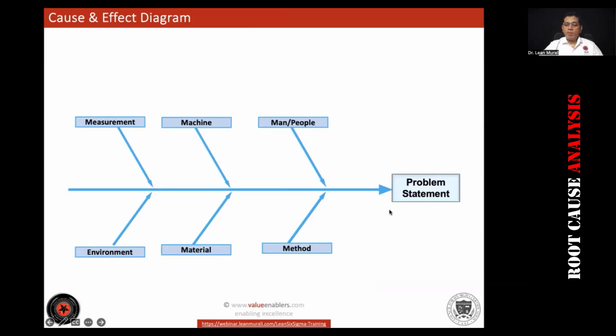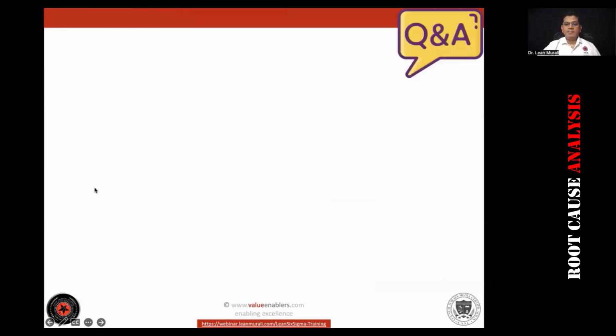In the head is the problem statement. A problem is also called an undesirable effect, an undesirable outcome. So you have the categories here. These are all called categories: measurement, machine, man or members, method, material. So the effect is written here and the causes for these categories are written here.